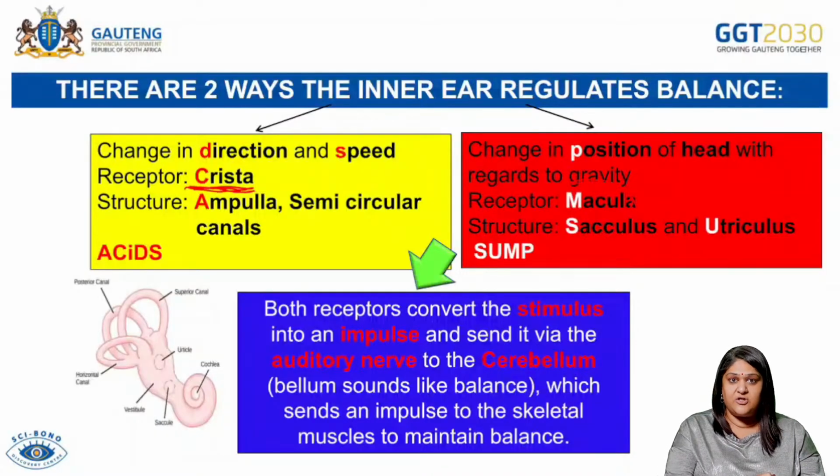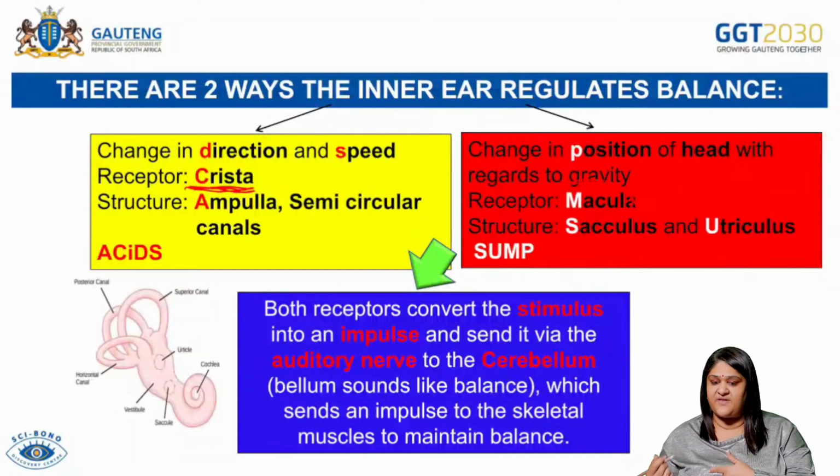Okay, but as long as you understand which receptor, because when the examiner is going to ask you, if they just ask you how is balance maintained, okay, then you're going to talk about the crista and the macula. You're going to say all of this. You're going to say when there's a change in direction and speed, the crista is going to be stimulated. When there's a change in the position of the head, the macula is going to be stimulated, you see.